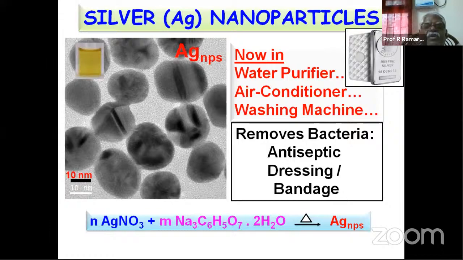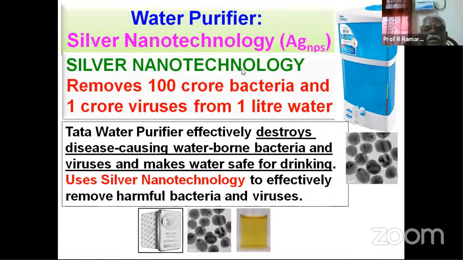So even in the water purifier, how it works is the silver nanotechnology removes 100 crores of bacteria, and in 1 liter of water, they found 1 crore of viruses removed. These are all research they have done on how the viruses and bacteria are removed. The Tata water purifier effectively destroys disease-causing waterborne bacteria and viruses, making water safe for drinking. You know, the advantage here is that it uses silver nanotechnology to effectively remove harmful bacteria.